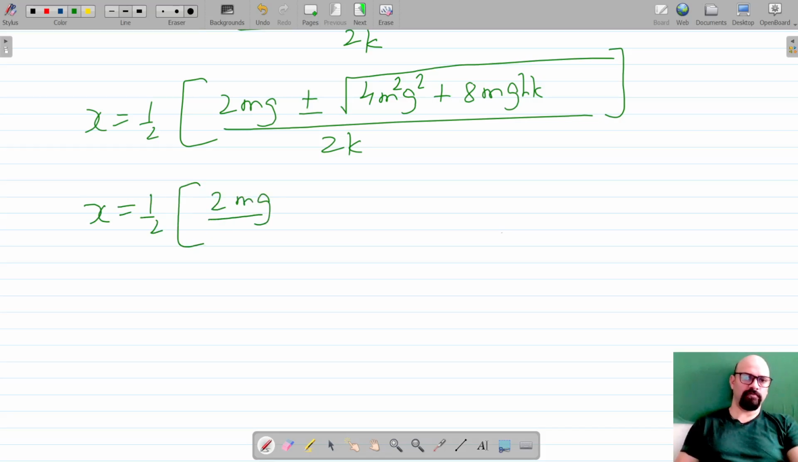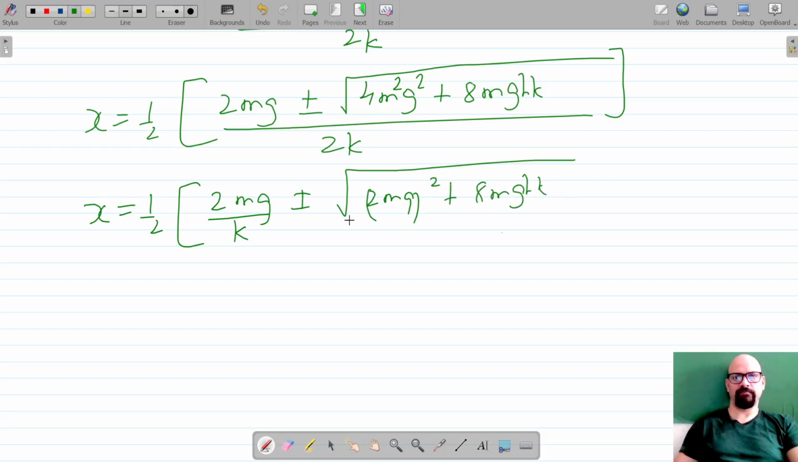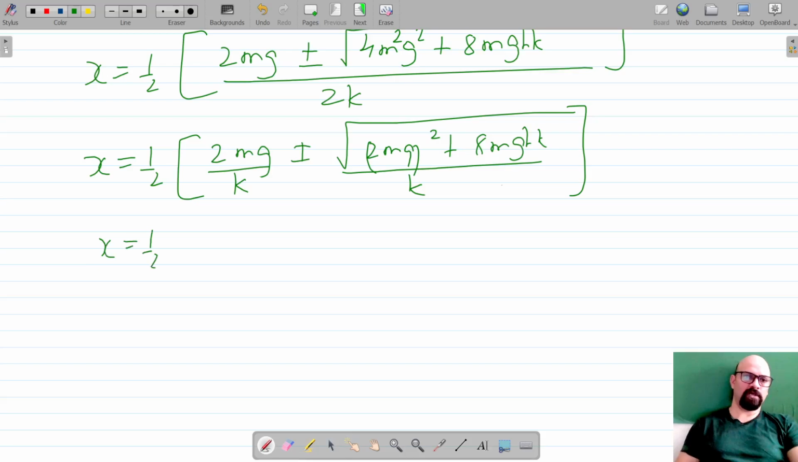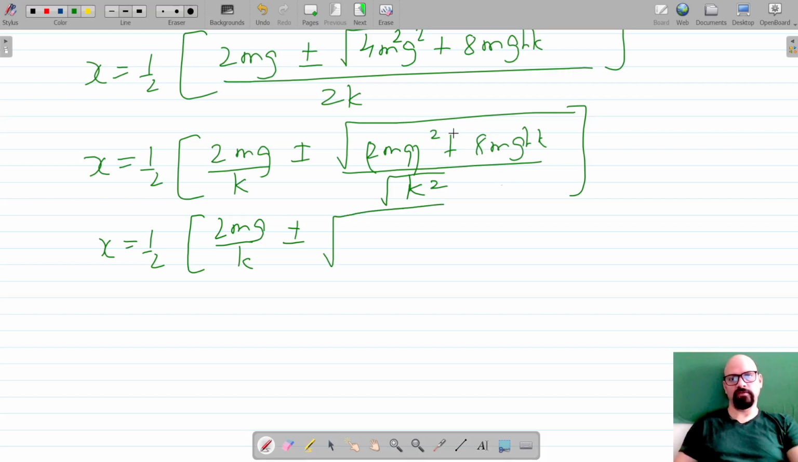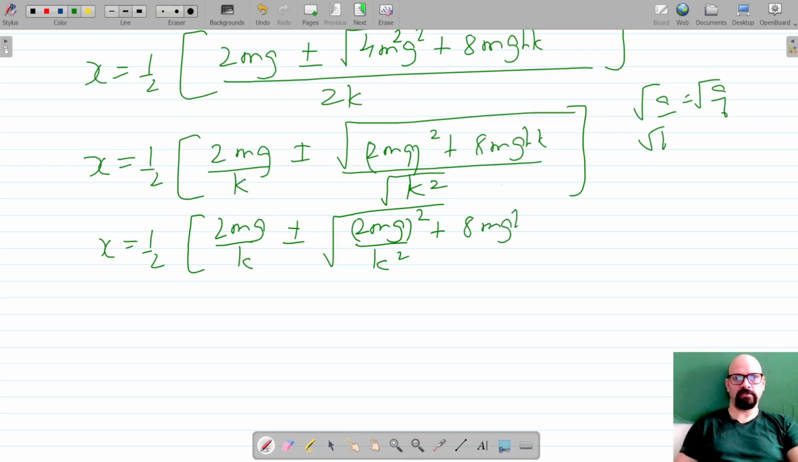Now I'm going to separate these terms with the denominator: 2mg upon k, since the 2 is out, plus or minus the root of 2mg the whole squared plus 8mghk, upon k. The 2 is out, so I am left with k. Now for k, I can take it under the root, so plus or minus, for k I can write it as under root k squared. Under root a upon under root b is equal to under root a upon b. So this is 2mg the whole squared upon k squared plus 8mghk upon k squared, and this whole is now under the root.